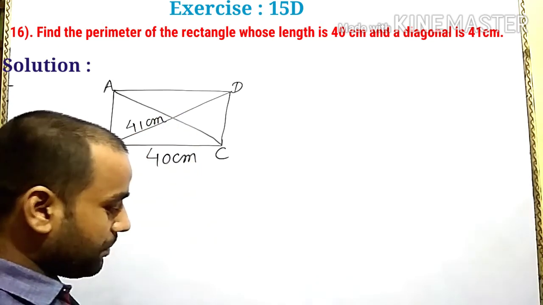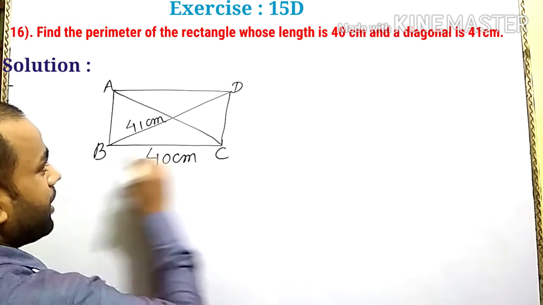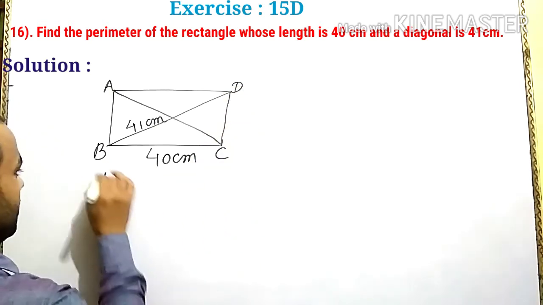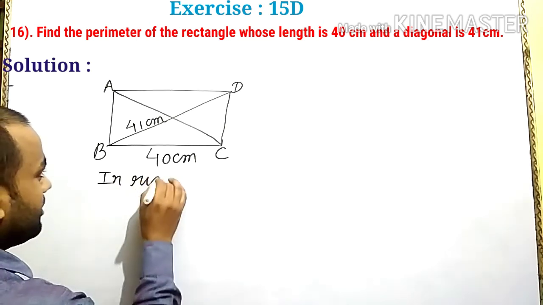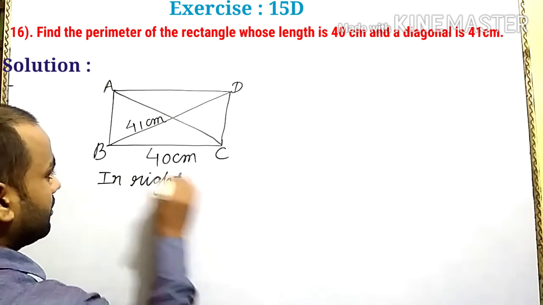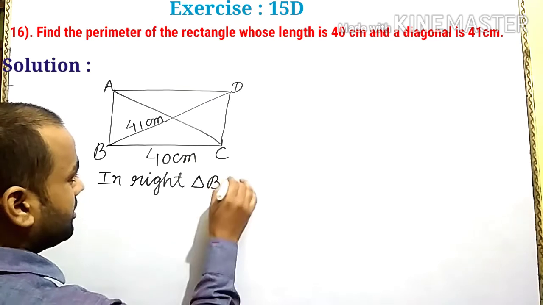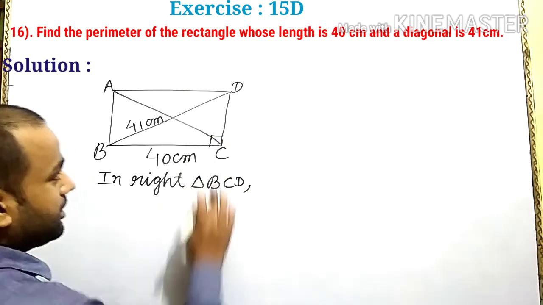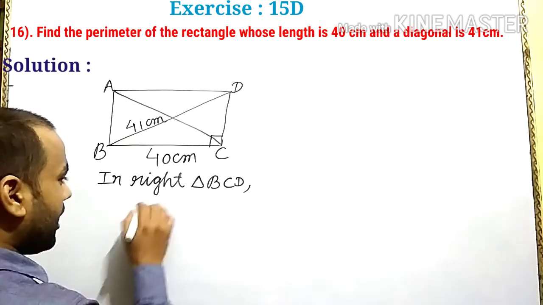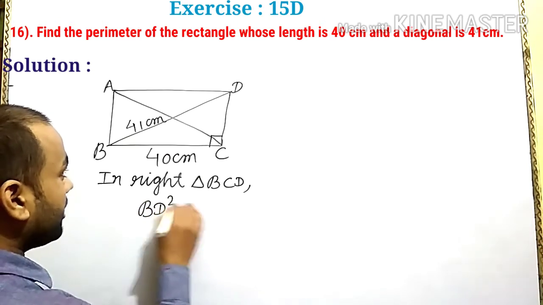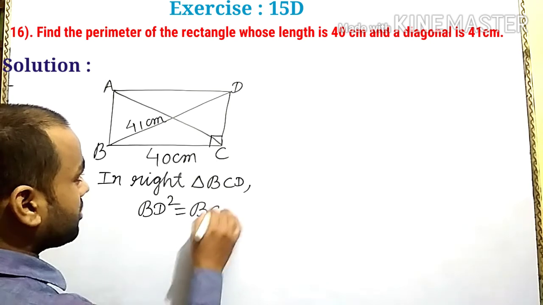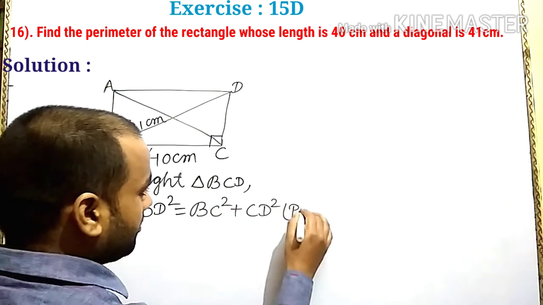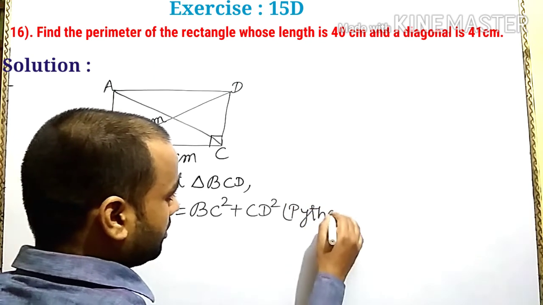So find the perimeter. First of all we find the value of breadth, means here DC. So in right triangle BCD, here C is equal to 90 degree. So here diagonal means BD square is equal to BC square plus CD square. Right? Pythagoras theorem.